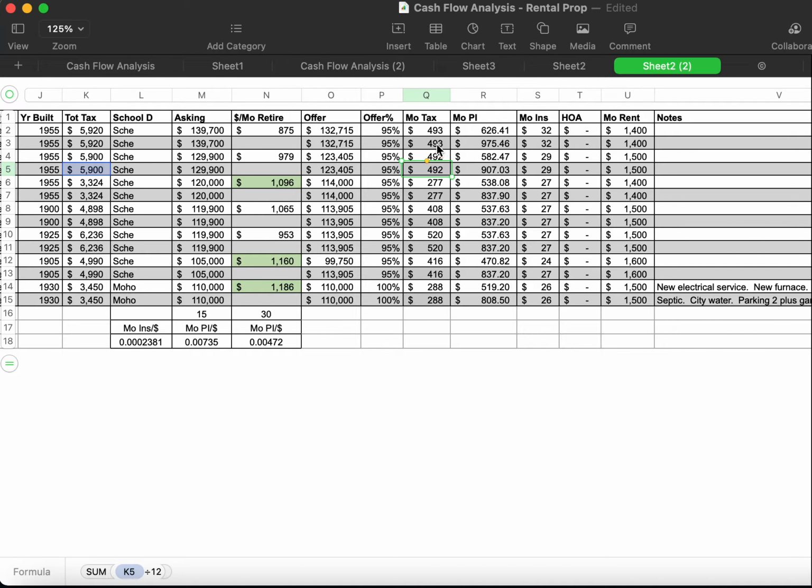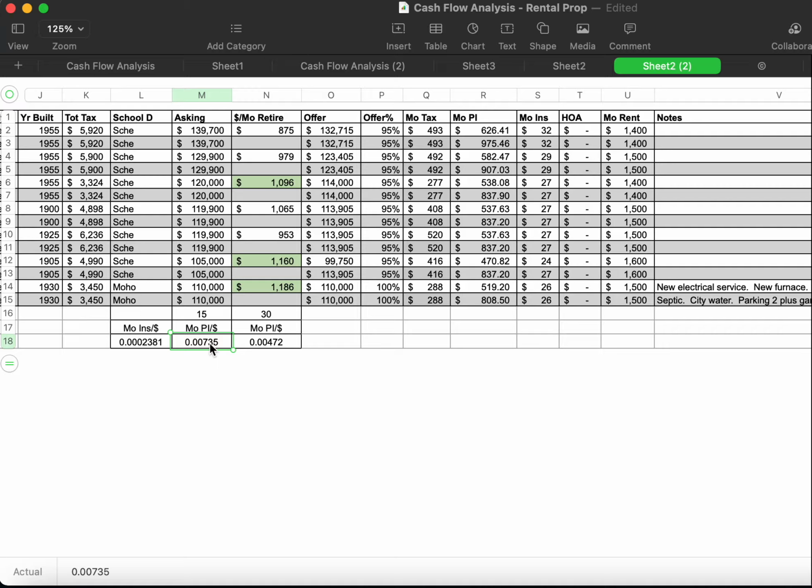Okay. Monthly taxes is just total taxes divided by 12. Monthly principal and interest, so I can understand what the mortgage is. Insurance is a multiplication that I've developed after going through buying a rental property in the past. I understand how much it costs for the purchase price, the offer price times this equals that, and that's going to be my estimated monthly insurance.